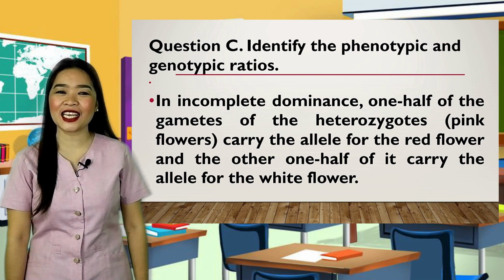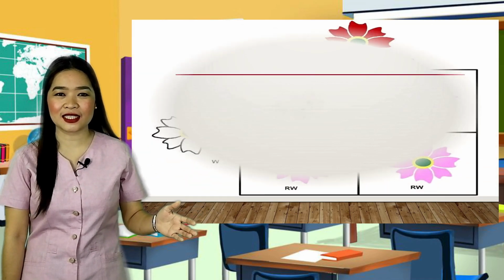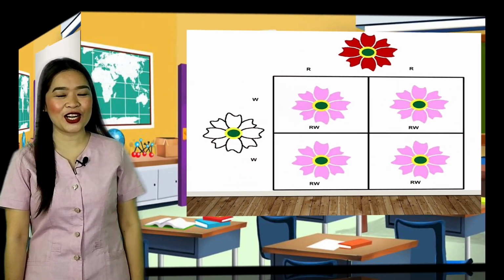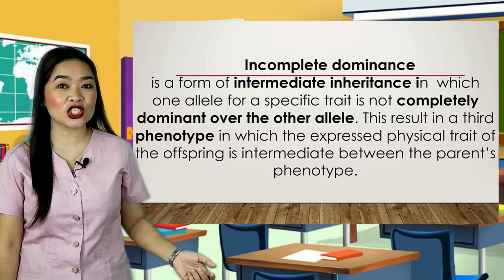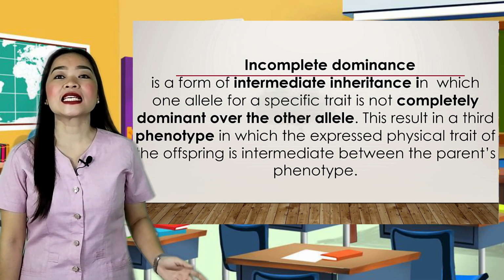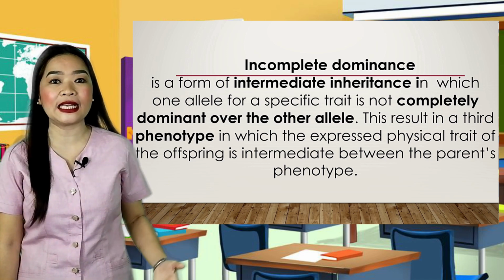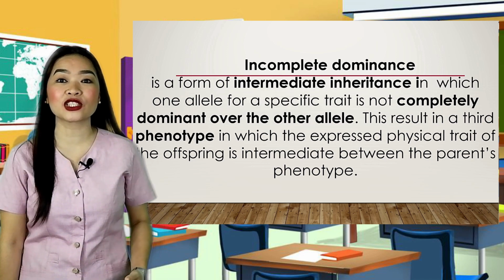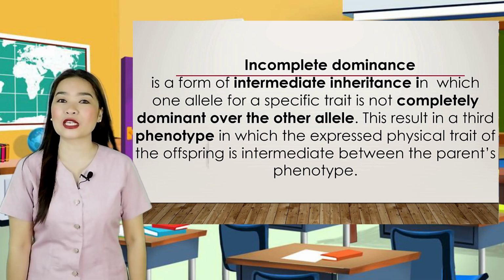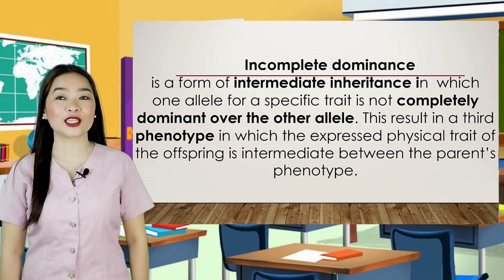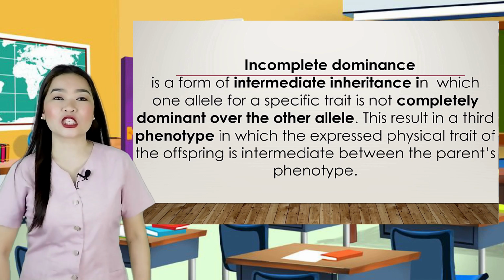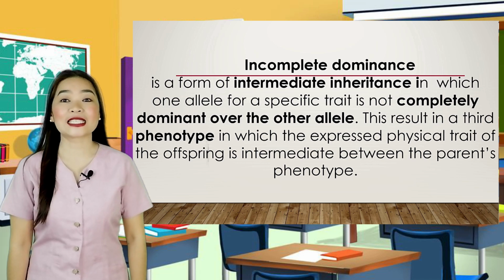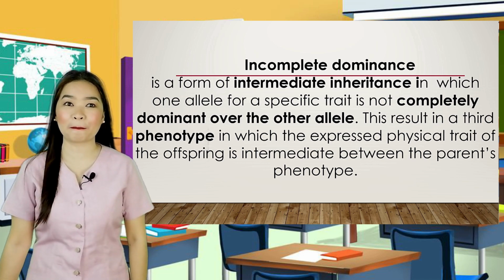Now that you have an idea, what is incomplete dominance? That's amazing, learners! Incomplete dominance is a form of intermediate inheritance in which one allele for a specific trait is not completely dominant over the other allele. This results in a third phenotype, in which the expressed physical trait of the offspring is intermediate between the parents' phenotype. Do you think the alleles blended to make pink flowers?